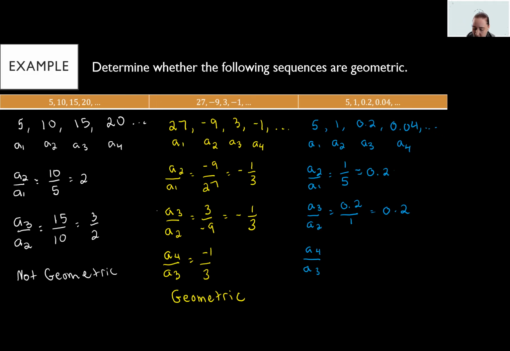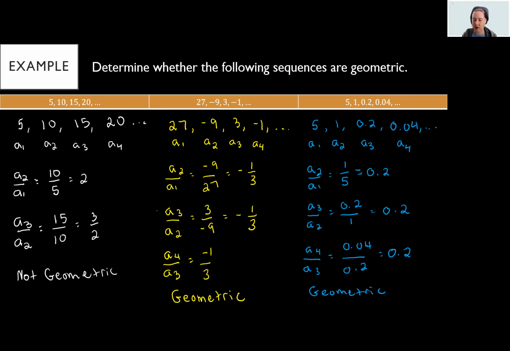So next one, A4 divided by A3. So that's going to be 0.04 divided by 0.2. And I use my calculator there. I'm not going to do that in my head. I want to make sure that I don't make any mistakes here. And that also comes out to 0.2. So this is also geometric.